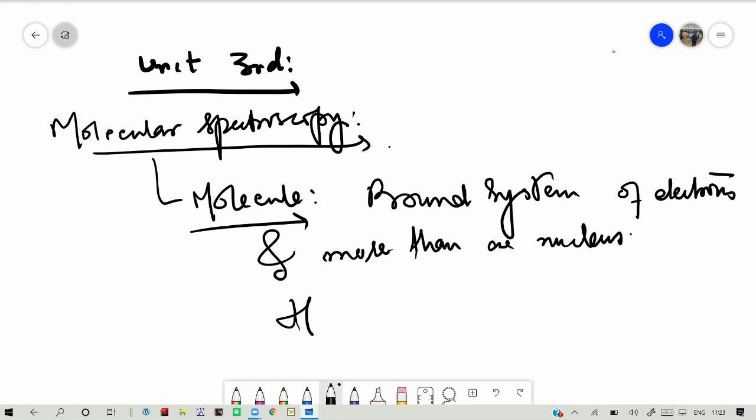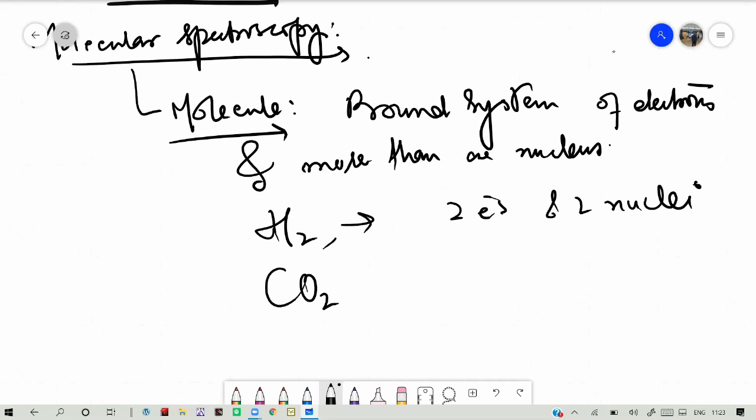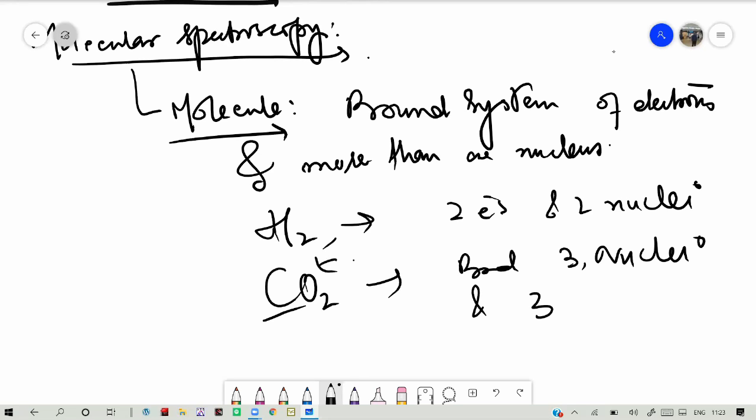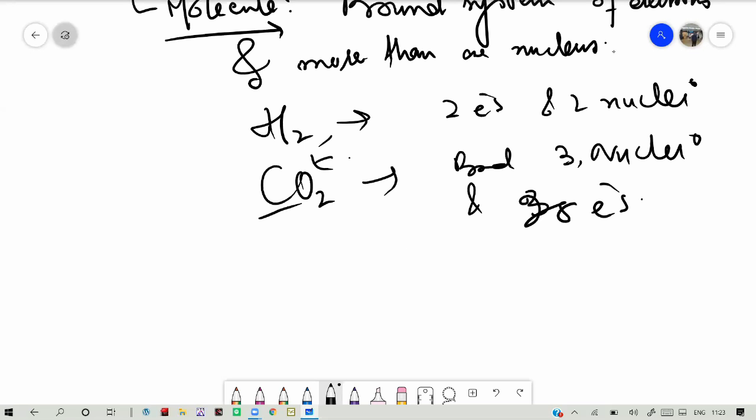Like you can have, say, H2. It is a bound system of 2 electrons, 2 nuclei. Like you have carbon dioxide. It is a bound system of 3 nuclei, and this is 8 plus 8, 16 plus 12, 28 electrons. Okay, so this is how we define a molecule, and it is actually a combination of electrons and more than one nuclei.